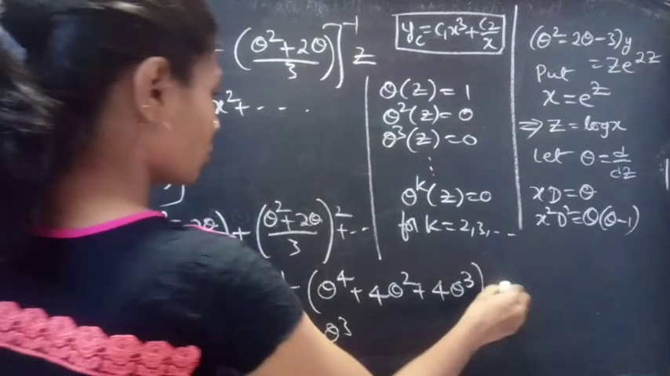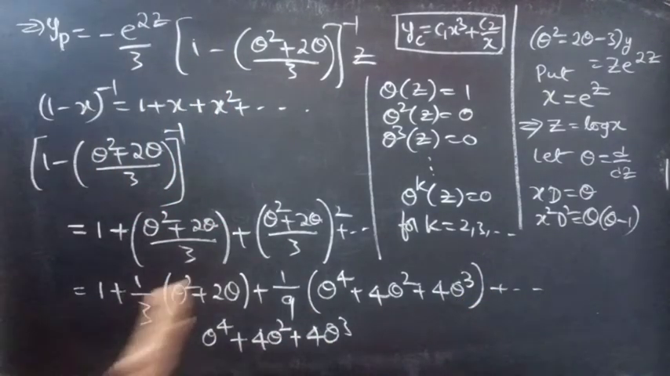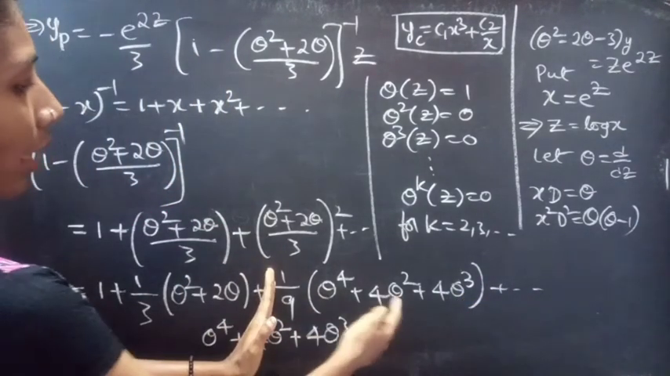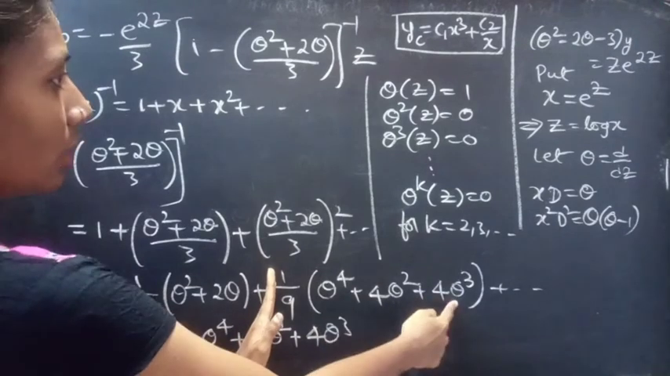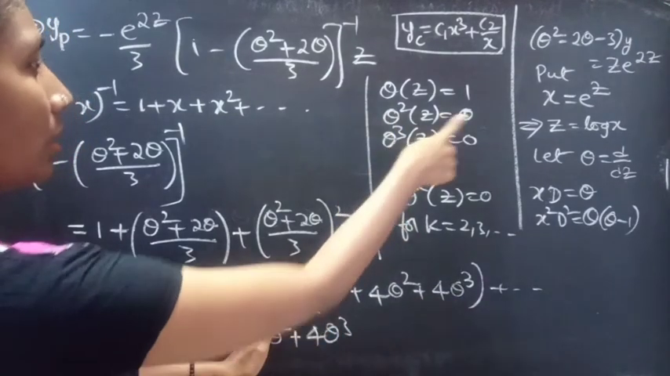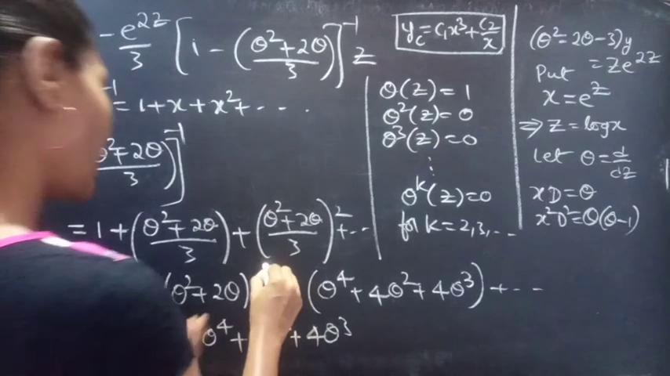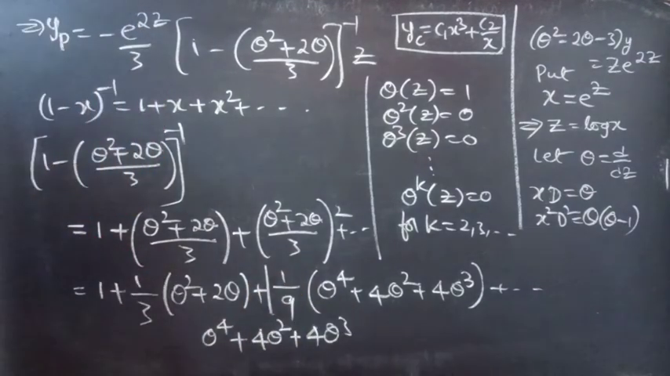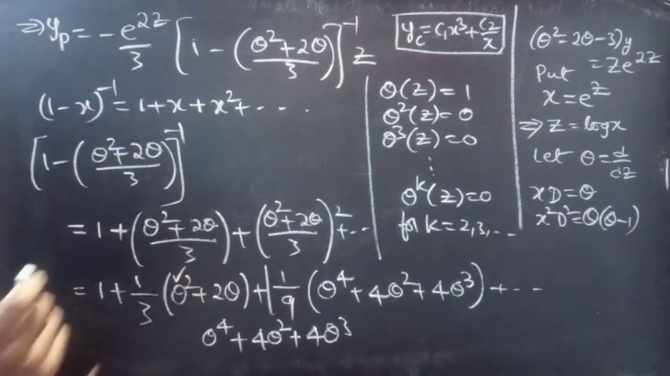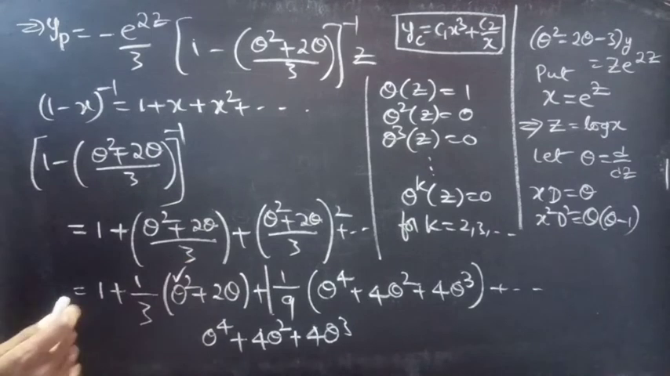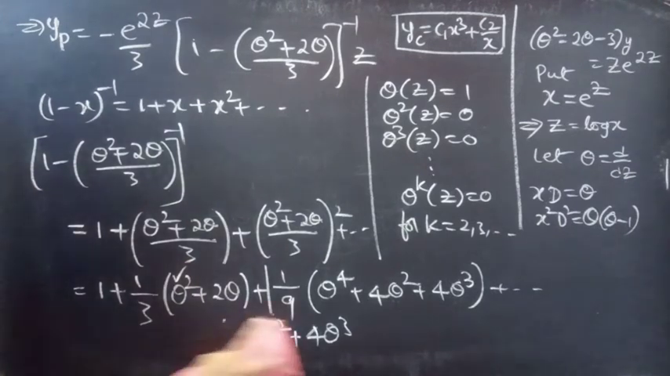Plus so on. So in the third term we have higher derivatives, whose value of z is 0. So we can neglect all the terms from here and also the term theta square from the second term. Okay, now coming to the problem.